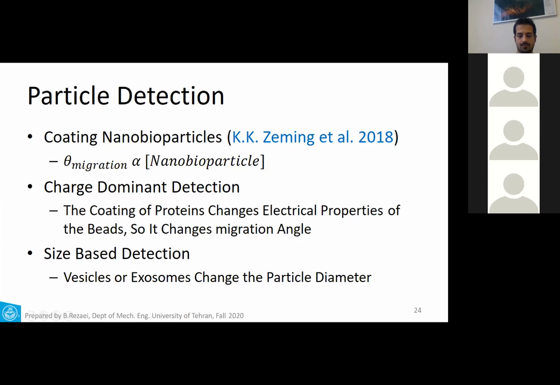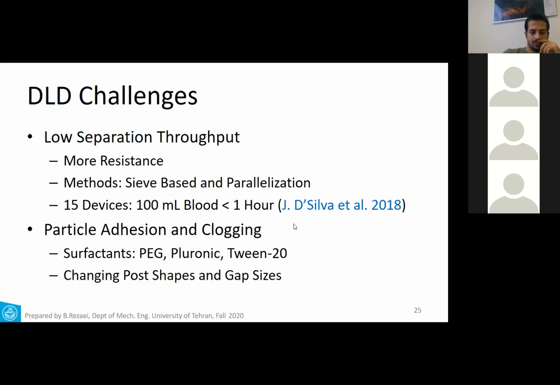And finally, what are the challenges? At first, I told you that microfluidics have more throughput in comparison with conventional methods. But in passive methods, because there are a lot of obstacles in the DLD designs, there is more resistance in comparison with the others. So the throughput decreases. And by throughput, I mean the amount of blood or amount of the sample that can be processed at a specific time.